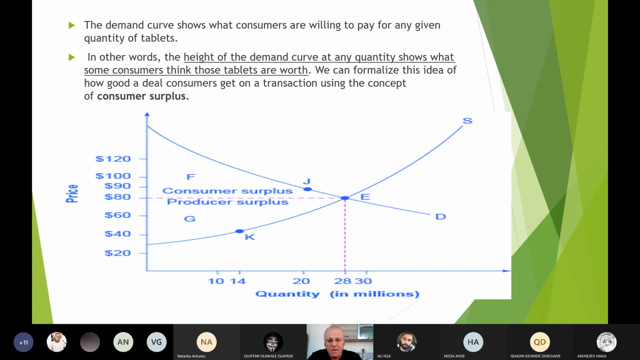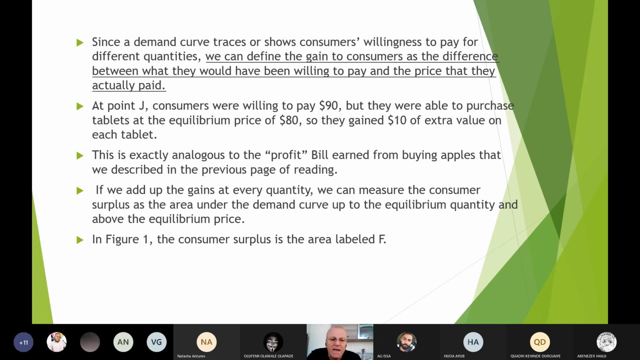It is always better and preferable to have a price level where the consumer surplus and producer surplus are equally or somehow similarly distributed, because we want to increase the consumer welfare and of course the producer gain as well. Since a demand curve traces consumers' willingness to pay for different quantities, we can define the gain to consumers as the difference between what they would have been willing to pay and the price that they will actually pay.